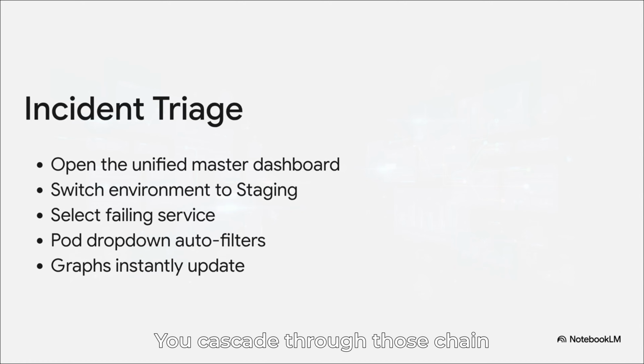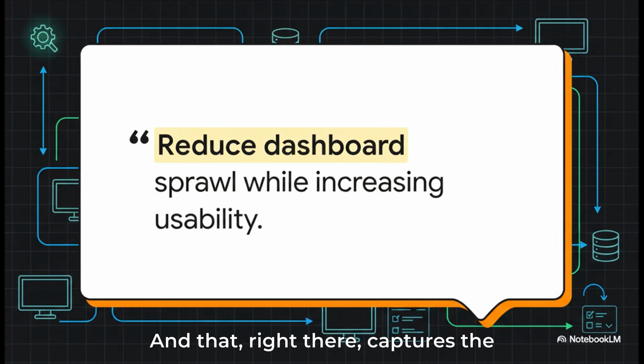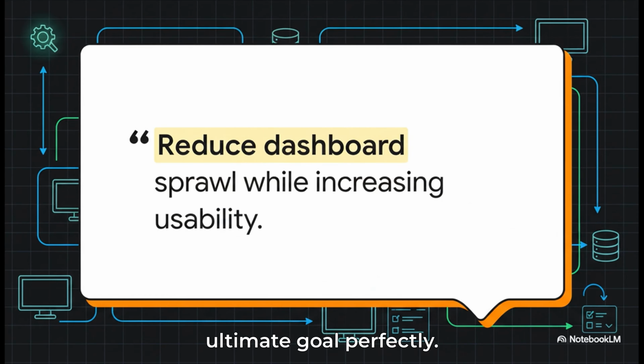obviously. You cascade through those chain dropdowns we talked about, and you instantly isolate the failing pod. You just switch the environment variable over to staging, pick the affected service, and boom, those chain variables immediately filter down to the exact pod causing the bottleneck. All your CPU, memory, and error rate graphs instantly update to give you the precise context you need to fix the issue fast. And that, right there, captures the ultimate goal perfectly: reducing dashboard sprawl while radically increasing usability.